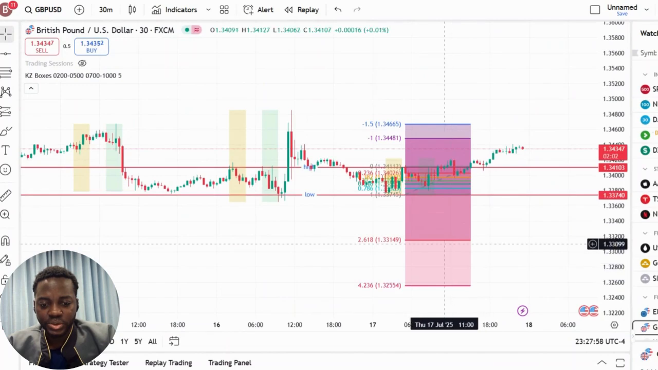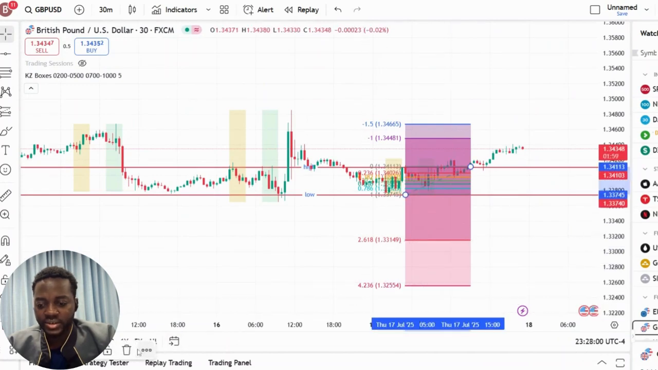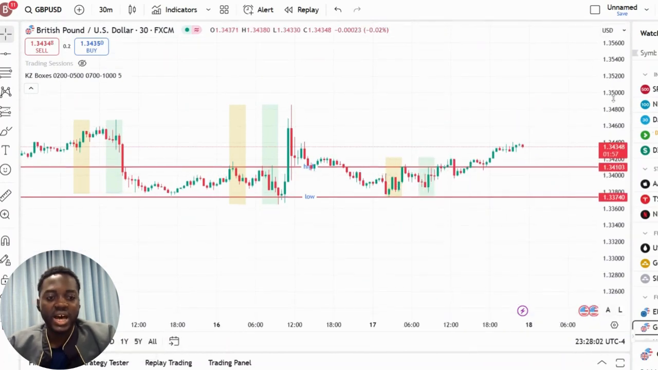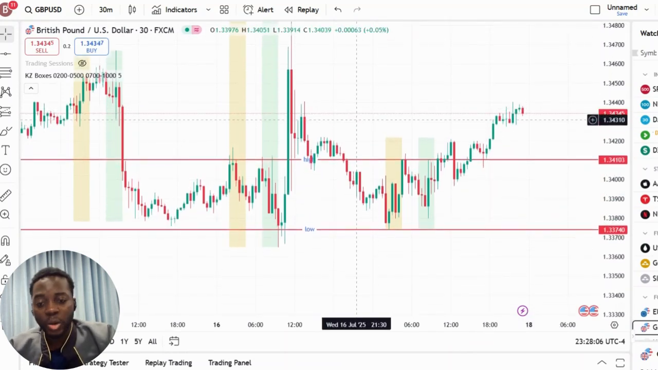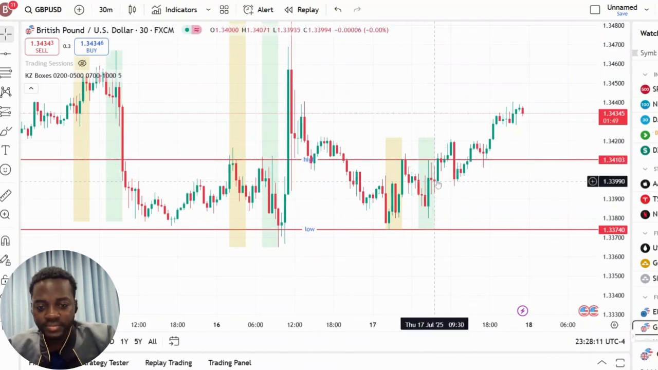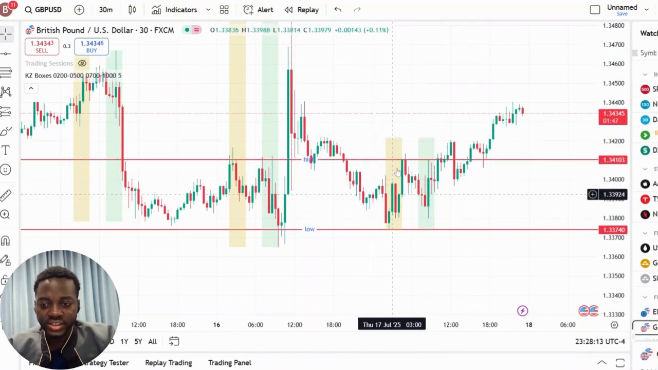This is just for GBP USD. You can do it with other pairs. This is how I do to win most of my trades. Not all my trades though, most of my trades. Okay, this is how I win them. I've done 16, I've done 17.